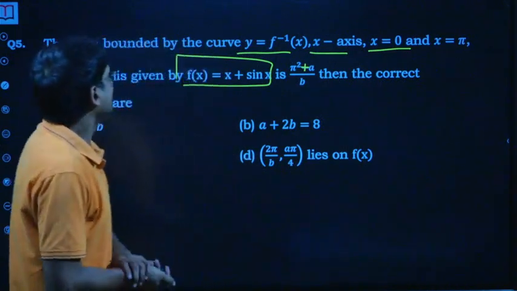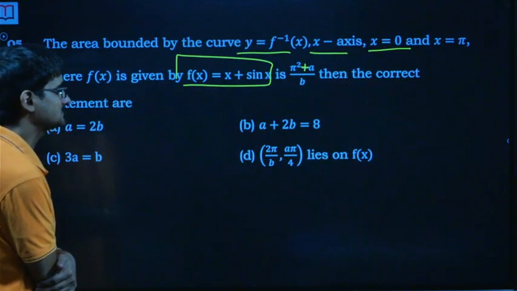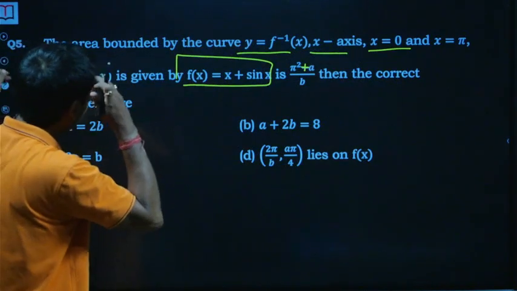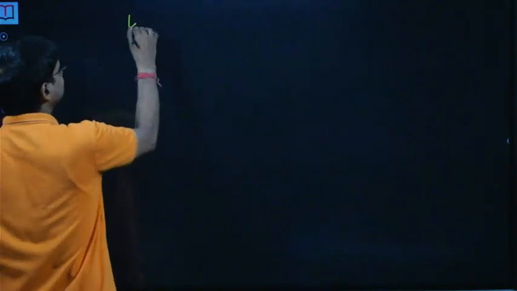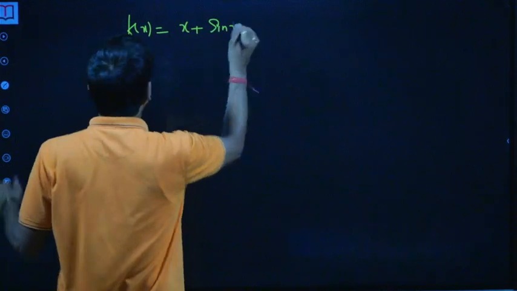See, the area bounded by y is equal to f inverse x, the x-axis, x is equal to 0, x is equal to pi, where function f(x) is x plus sin x.